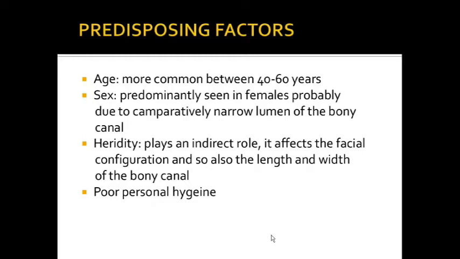Then we have heredity, which plays an indirect role as it affects the facial configuration and also the length and the width of the bony canal. And last we have poor personal hygiene. This also is an important factor which leads to Decryocystitis, right? So these are the predisposing factors which are usually involved in acute Decryocystitis.